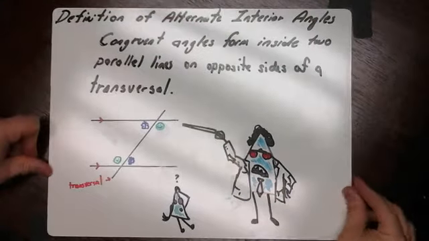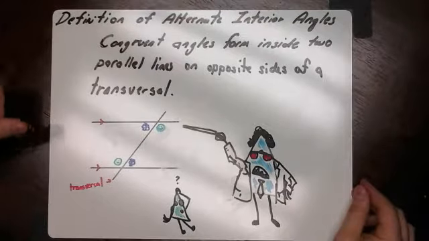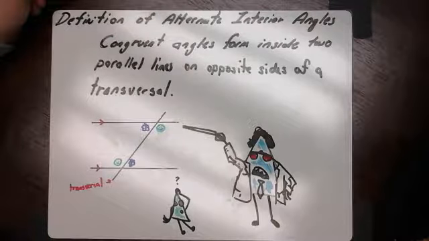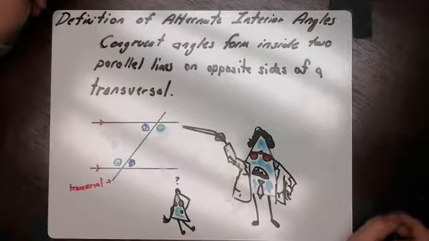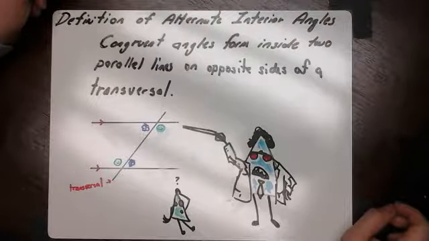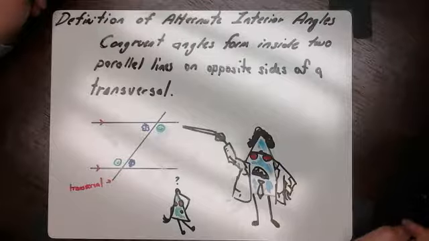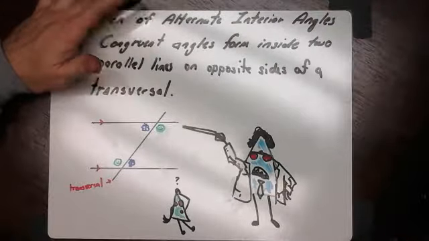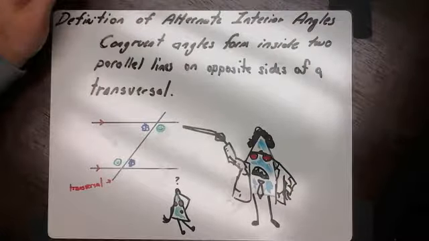Okay, let's take a look at the definition of alternate interior angles. So it's a little bit of a complex definition. Hopefully the picture that was drawn for you clears it up. So alternate interior angles are angles that are formed inside 2 parallel lines on opposite sides of a transversal. So in other words, angles that are opposite each other and inside parallel lines. That's what alternate interior angles means.